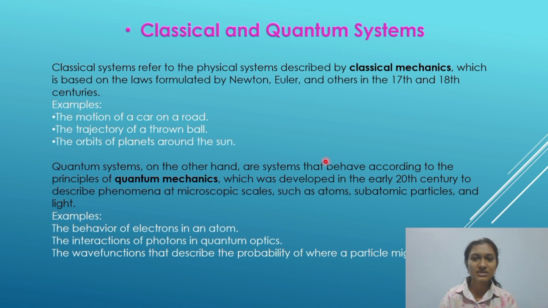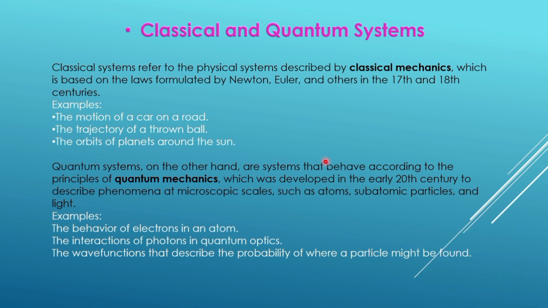The classical system is nothing but the physical systems which are based on the laws formulated by the scientists. Here are some examples, that is, the motion of a car on the road. Basically, the motion of the car is actually following the laws of motion, specifically the first and the second. It is also influenced by friction and inertia. The rest are the same.